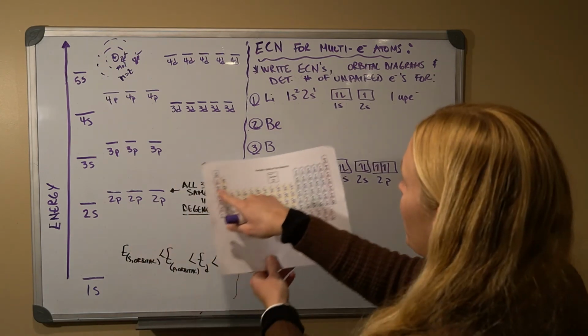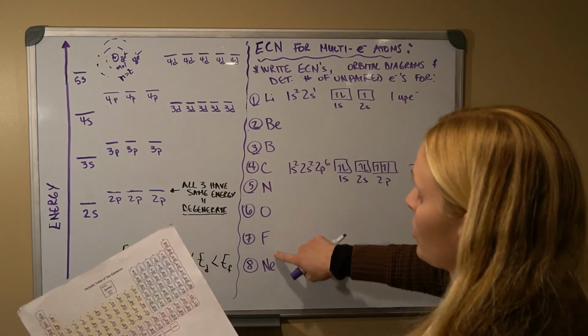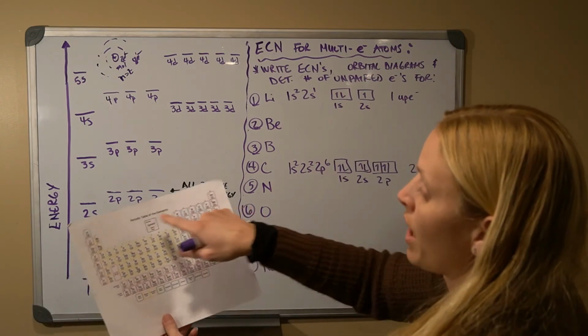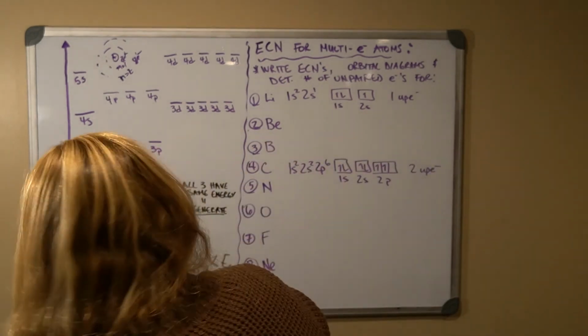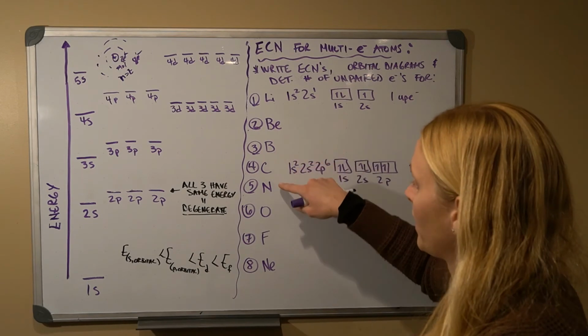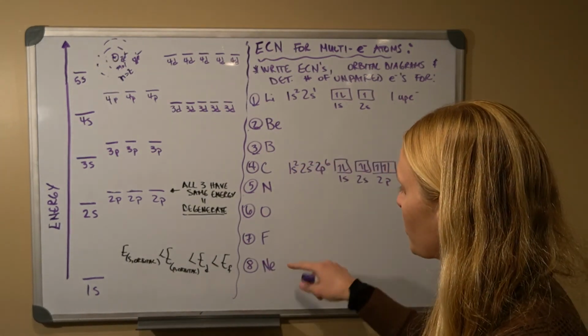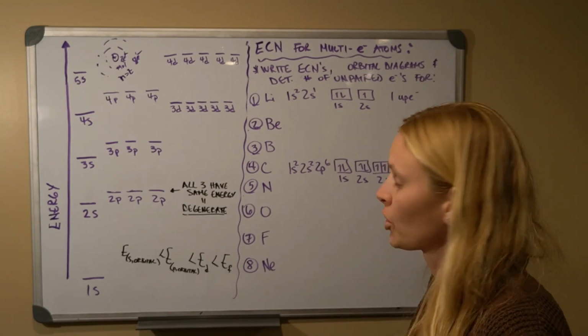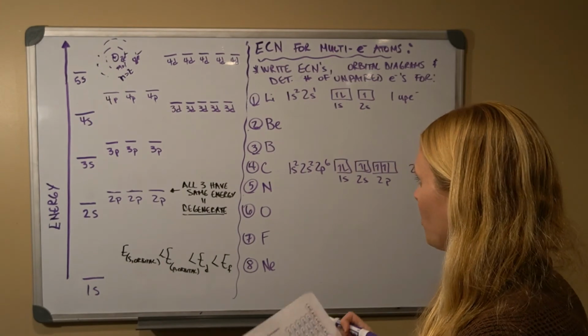So we're doing lithium, and then beryllium, and then boron, carbon, nitrogen, oxygen, fluorine, neon. So we are going across the second row of the periodic table, okay? All right, so let's do beryllium together, and then boron, and then I'll pause and give you a few more minutes to do these ones on your own, and then we'll check the answers and then talk about a few things, okay, before moving on.